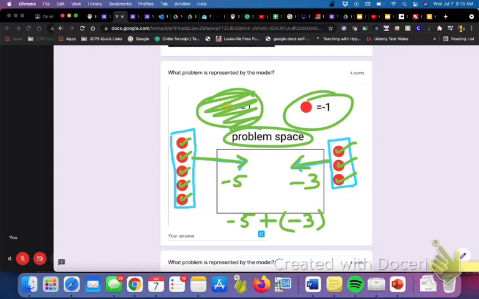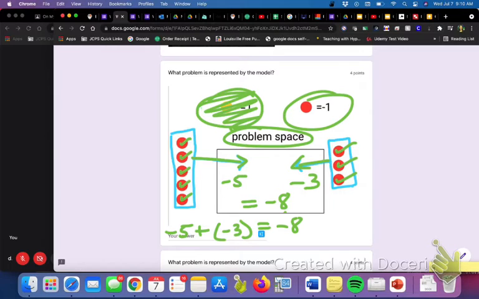And so what happens if you start off with a negative 5 and then you combine it with a negative 3? Well, how many total red chips are you going to have in the circle when you get finished? You're going to have a total of negative 8 because you put 5 negatives and then 3 more negatives. So the problem that we need to type into the answer box is negative 5 plus negative 3 equals negative 8.